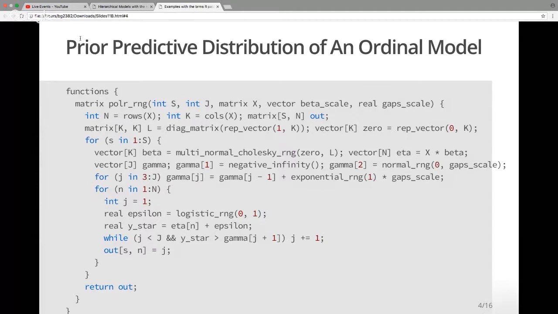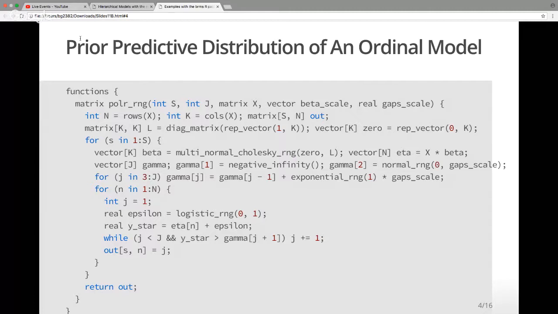But here we're just trying to draw data and see how plausible the resulting ordinal realizations look under our priors. So we're using a normal prior for beta. Then we construct eta, which is a vector of size n, equal to X, which is n by k, multiplied by beta, which is a vector of size k, resulting in a vector of size n, essentially being our linear predictors for the model.